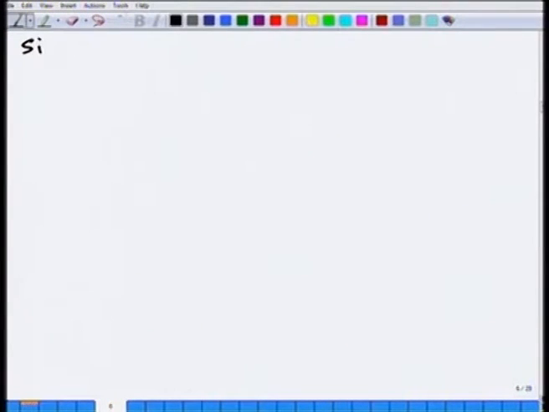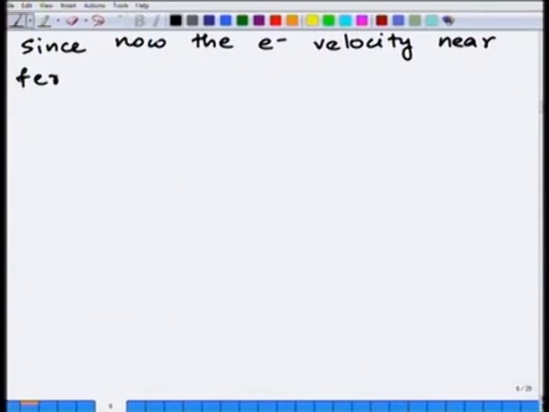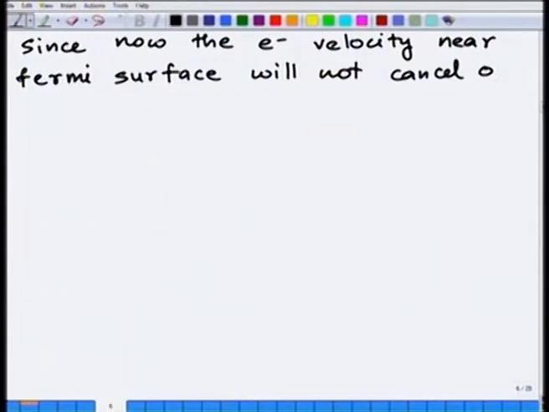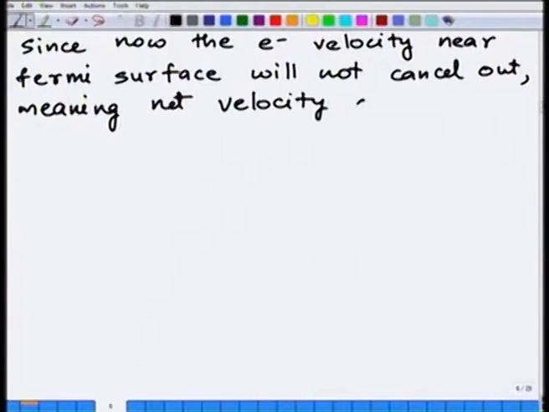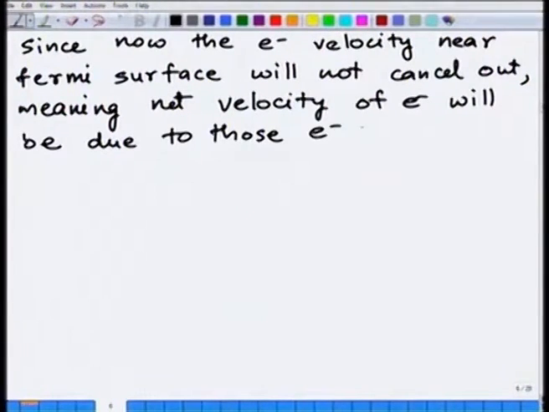Therefore, since now the electron velocity near the Fermi surface will not cancel out, meaning the net velocity of electrons will be due to those electrons which are near the Fermi surface.